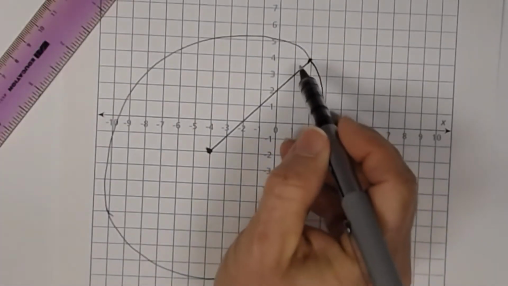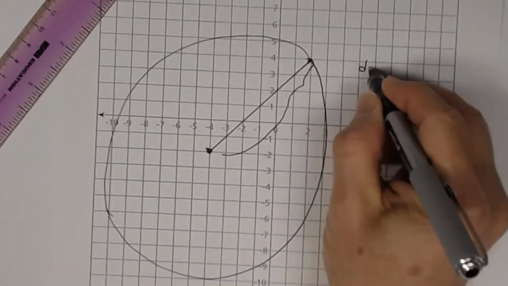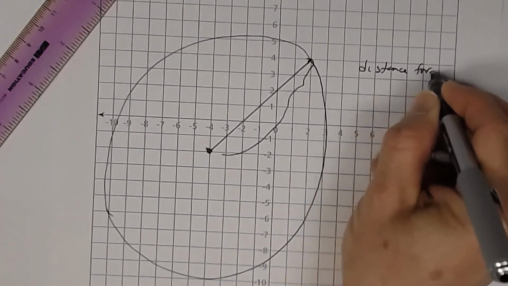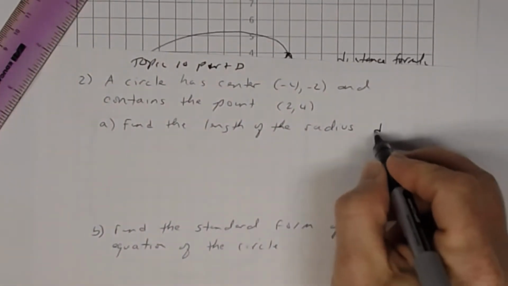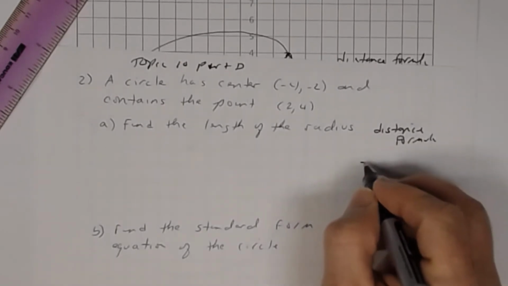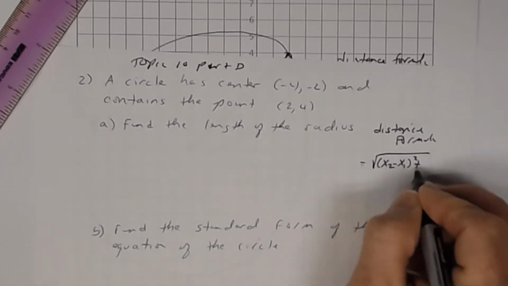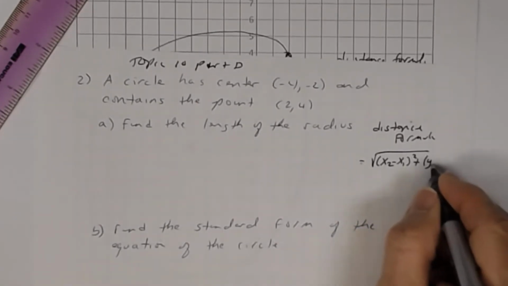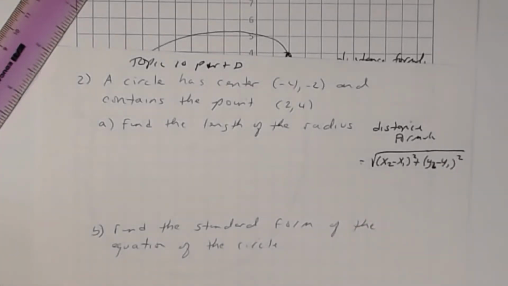All right, well, think about that. How are you going to find the length of this radius right here? What formula are you going to use? You're going to use the distance formula, right? So to find the length of the radius, you're going to use the distance formula. And remember the distance formula, I'm going to go ahead and write it right here. The distance formula we just saw is the square root of (x2 minus x1) squared plus (y2 minus y1) squared. There's your distance formula.